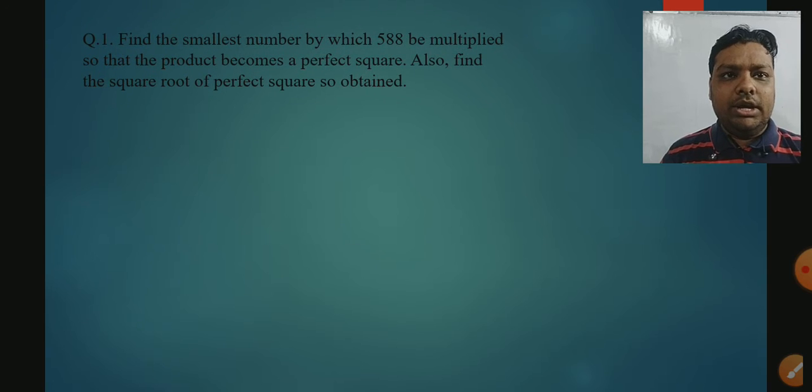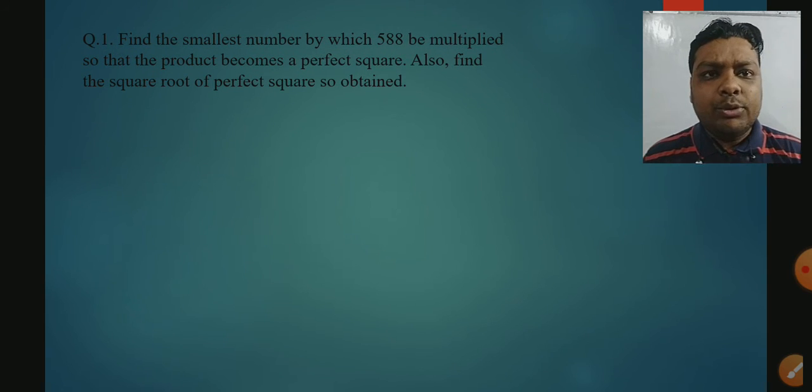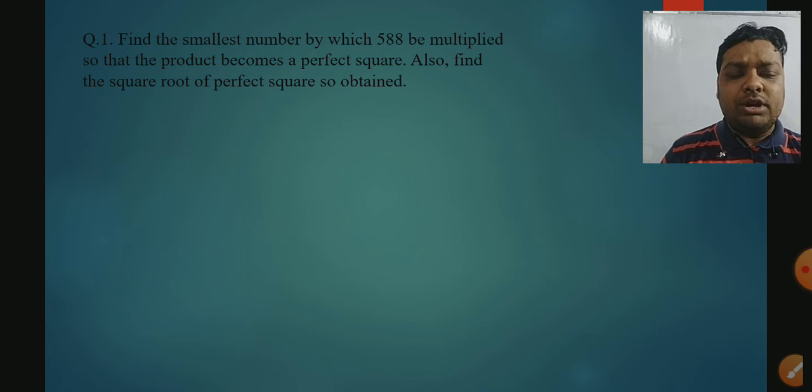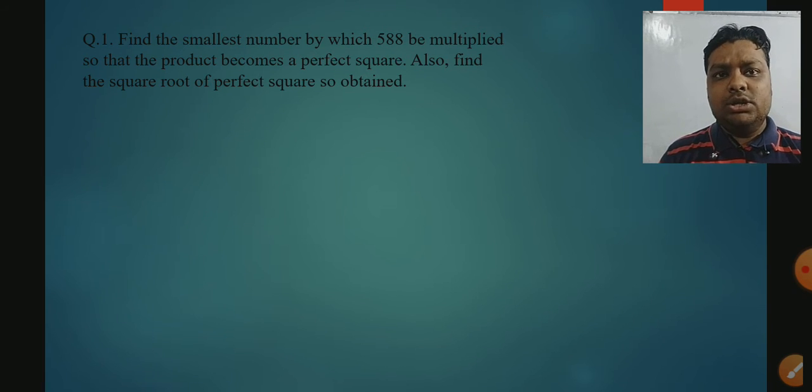Now here you can see the first question: we have to find the smallest number by which 588 must be multiplied so that the product becomes a perfect square. It means 588 is not a perfect square, so we have to find the smallest number which should be multiplied to 588 to get a perfect square. The next question is that after finding it, we have to find the square root of the perfect square obtained. Okay students, so let's solve it.